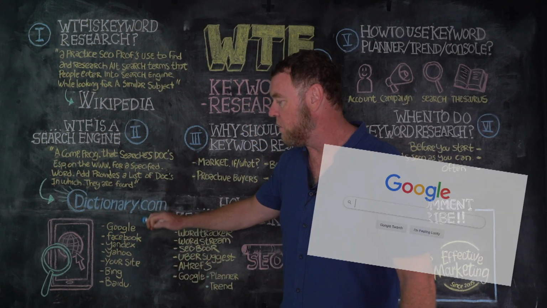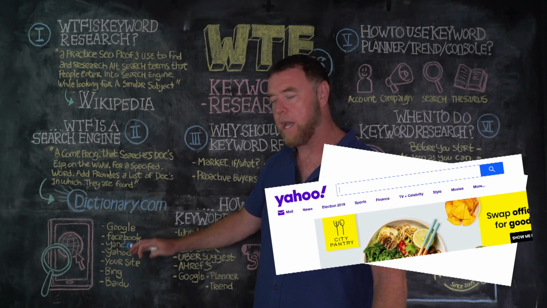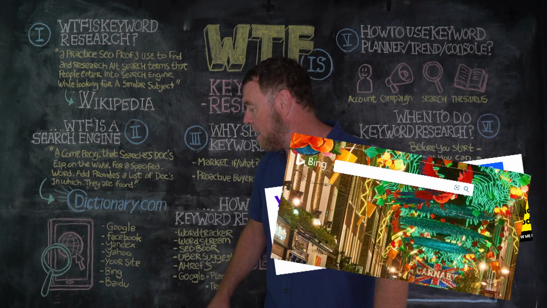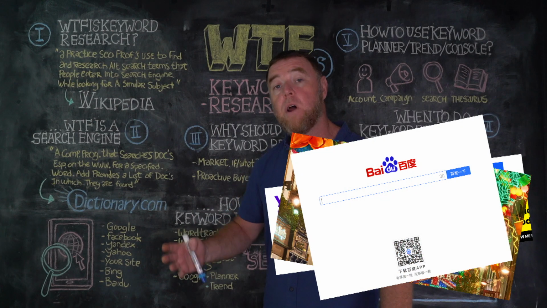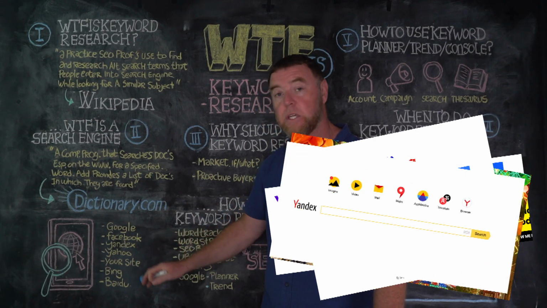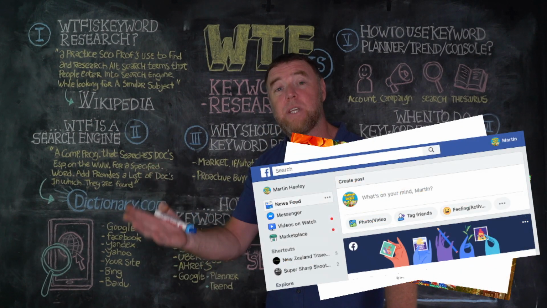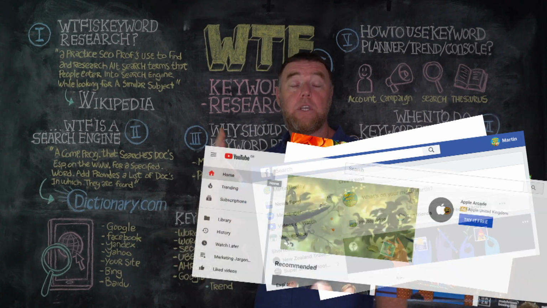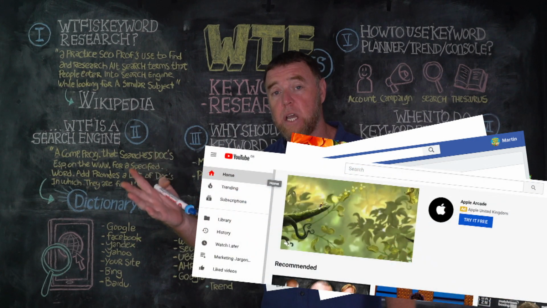You know that Google is a search engine, and Yahoo and Bing. If you are in China, you might be using Baidu. If you are in Russia, you might be using Yandex. You know that Facebook is essentially a search engine, and you know that YouTube is essentially a search engine.